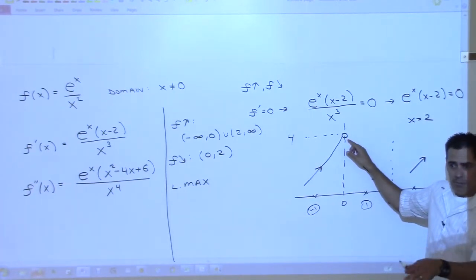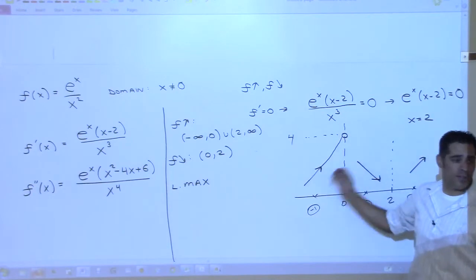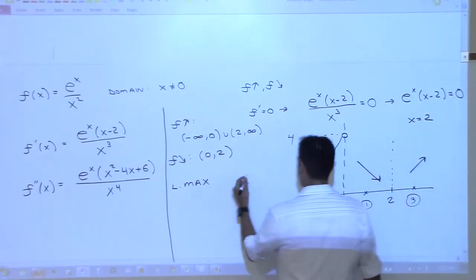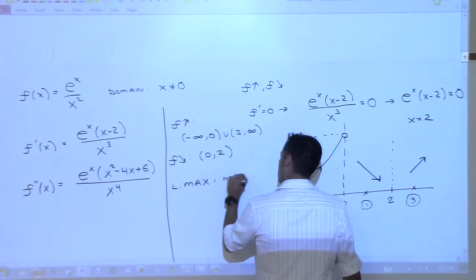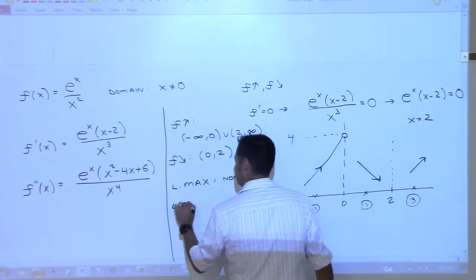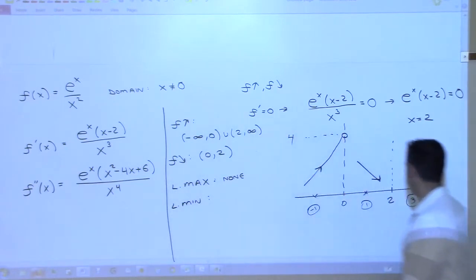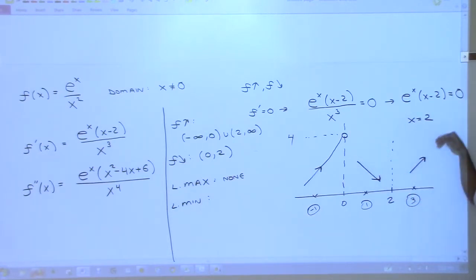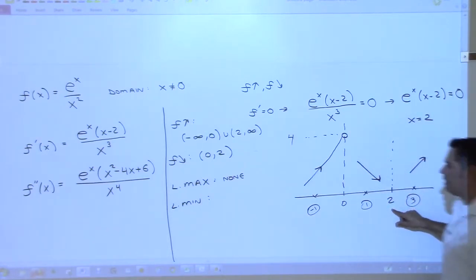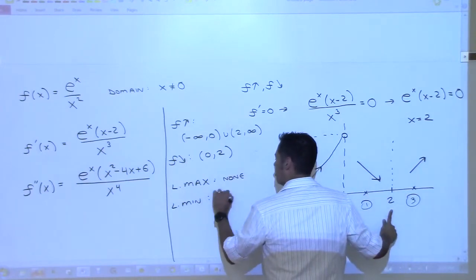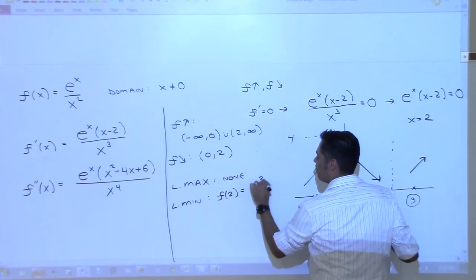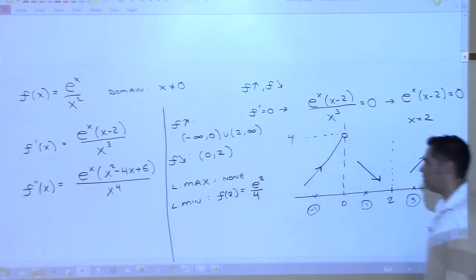Does that help? So it's either a vertical asymptote or it's this. Either way, because it's undefined there, there is no local max. Now, do we have a local minimum? Yes, there we do, because it goes down then up, right? And it's defined here. So we have a local minimum at 2. So we plug 2 into the original function. If I plug 2 in there, I get e squared over 4. Whatever that number is, that's a local minimum.